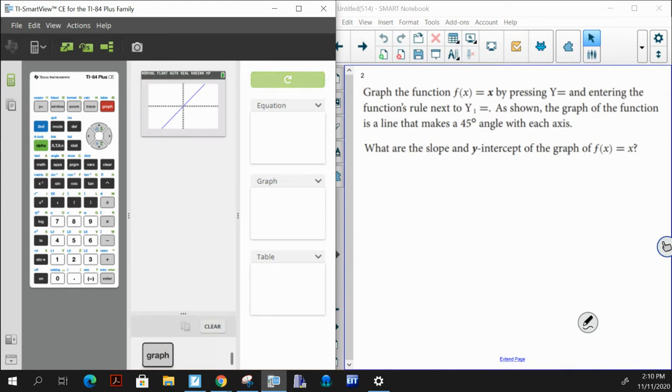What's the slope of that line? What's its y-intercept? Yeah, the y-intercept is 0. And the slope is 1. In other words, when I run forward 1, I rise 1.